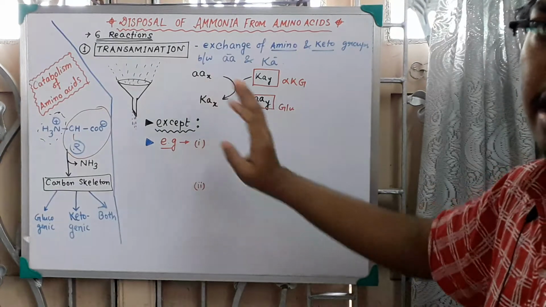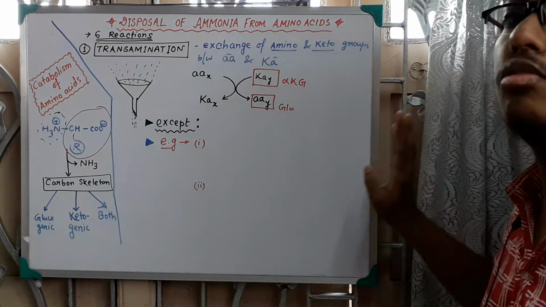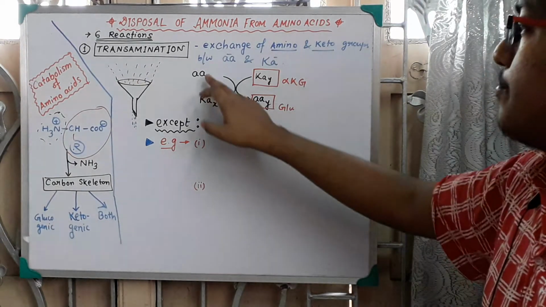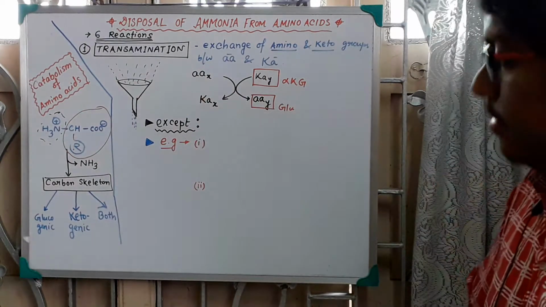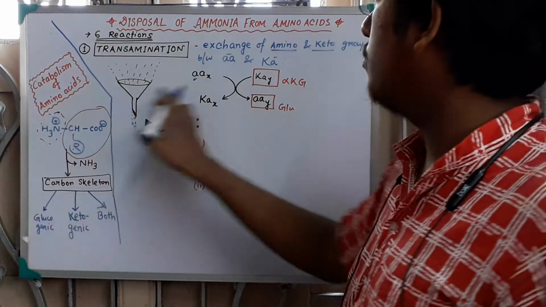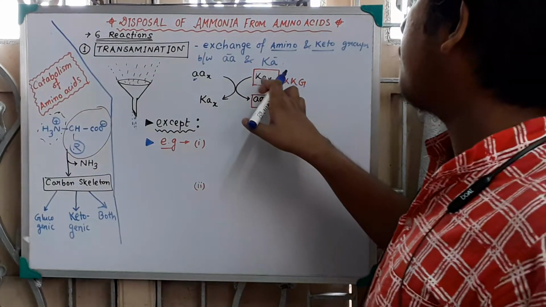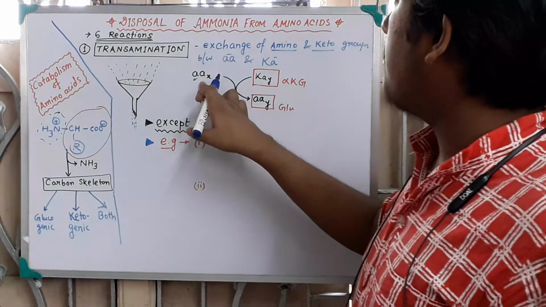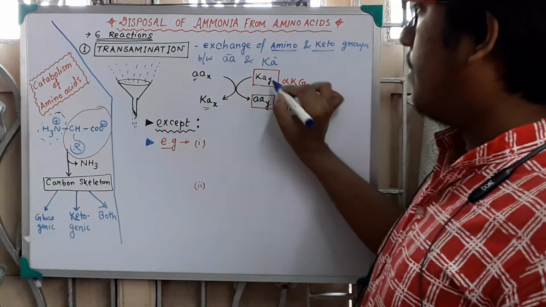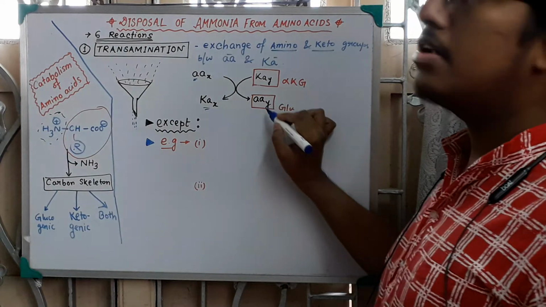Just think it is amino acid X, some amino acid, and another keto acid, that is Y, a keto acid. They will exchange the amino group. You think A means the amino group. This amino group will be exchanged with the keto group of the keto acid. So the amino acid will be converted into the keto acid X, and the keto acid will be converted into the amino acid Y.